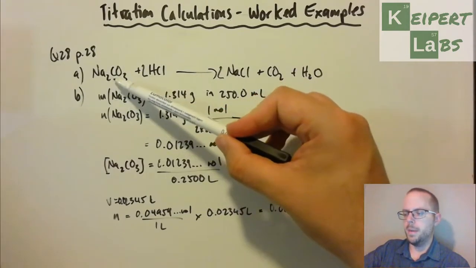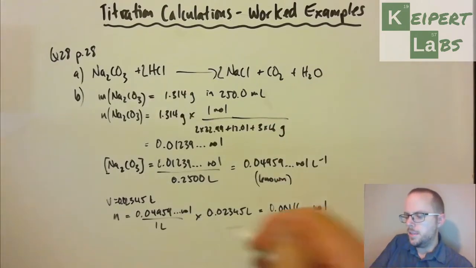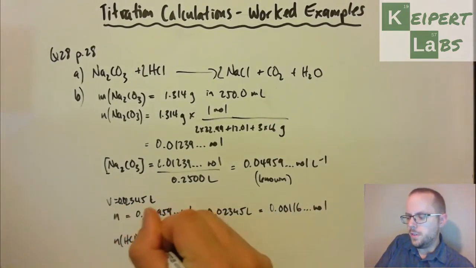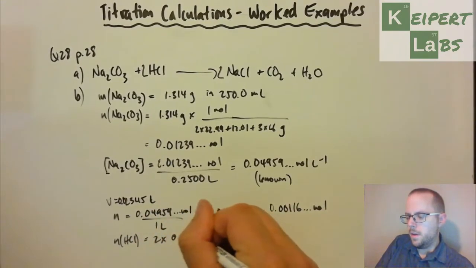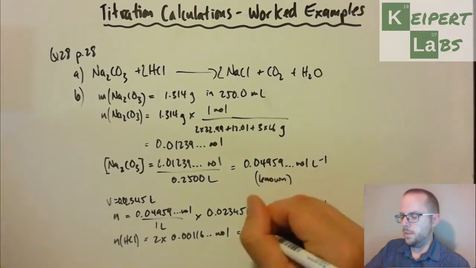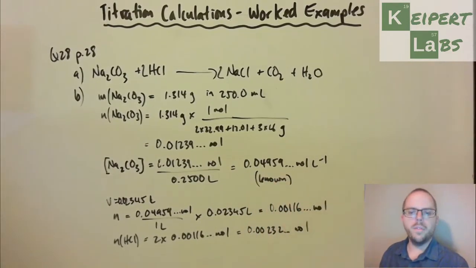But then when we look at our equation up the top here, we recognize that for every 1 mole of sodium carbonate that reacts, we need to react it with twice as much hydrochloric acid. So, therefore, our moles of HCl is double that. And so we get 0.00232 moles of HCl that's involved.